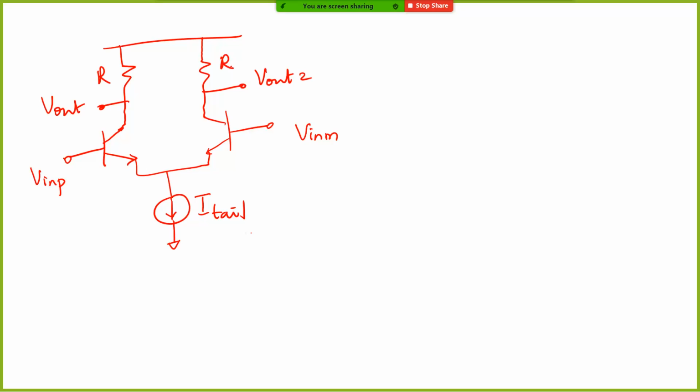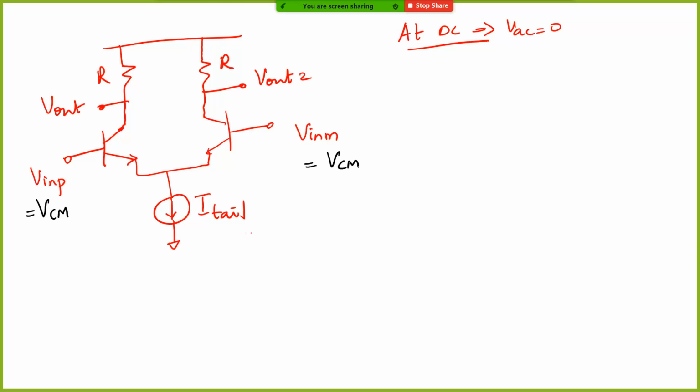Let's say both the R's are the same. Both the transistors are, for the time being, considered to be exactly matched. Then what happens at DC? Okay, first let's analyze it at DC, that is, VAC is 0. Then Vin P and Vin minus are basically equal to some common mode DC voltage. Let's call it V capital CM, the common mode DC voltage.